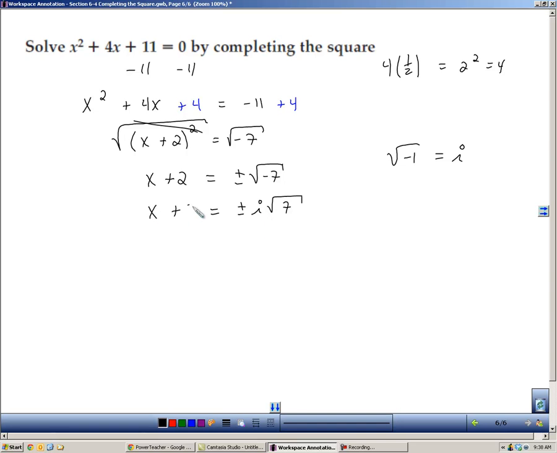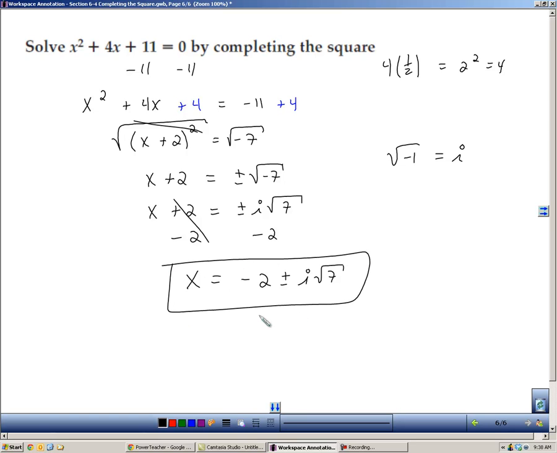And so now we continue to solve this by subtracting 2. So we'll write my solution as -2 plus or minus i times the square root of 7. And that's really all you can do. That's the only way you can write that solution. -2 plus i root 7 and -2 minus i root 7. It turns out the two solutions are both imaginary.